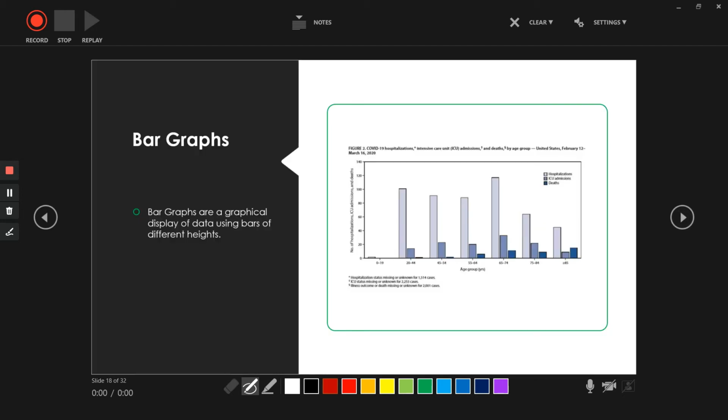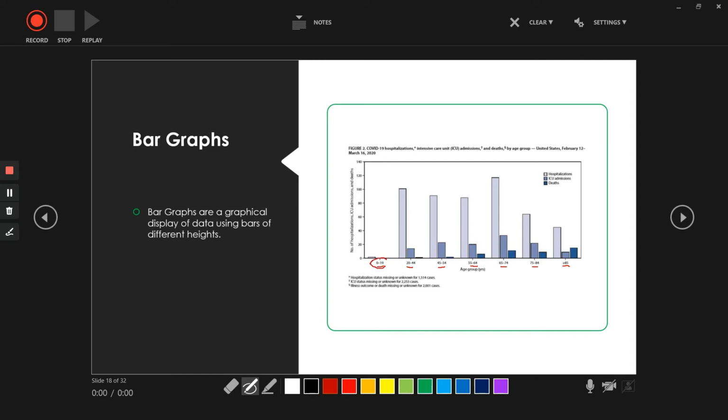Bar graphs are a graphical display of data using bars of different heights. So here's one I found in the news today that you can see. Our categories down here are ages: 0 to 19, 20 to 44, 45 to 54. Now I want you to notice, this is an example of statistics in the news that are misleading. Look at these categories here on the bar charts.